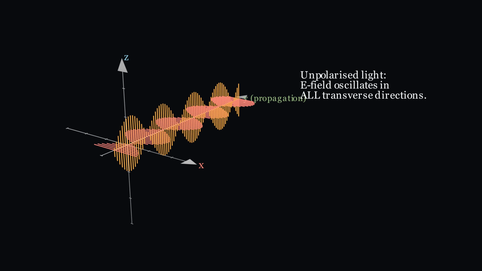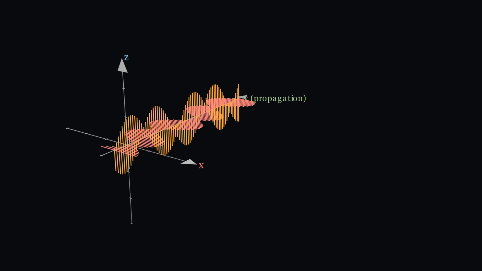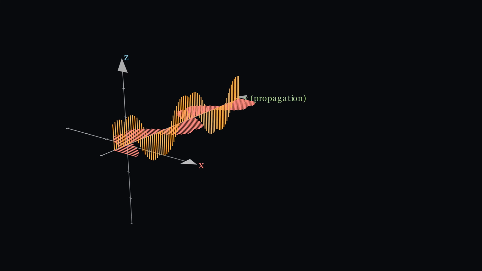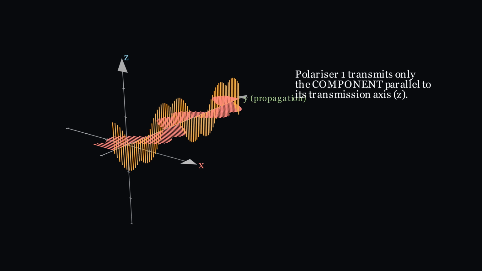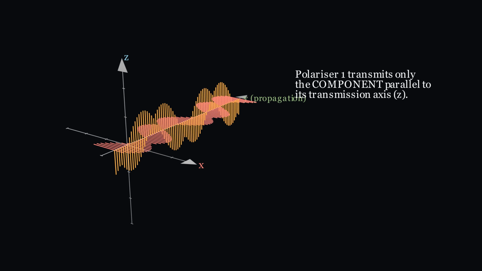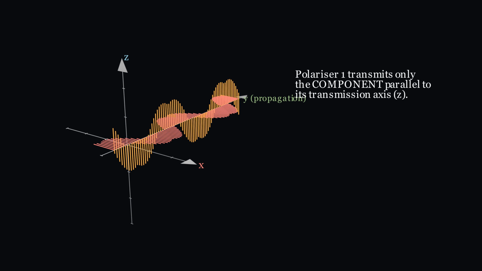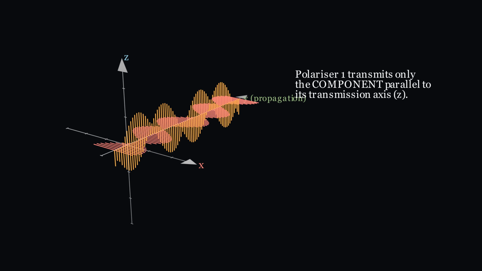We now insert the first polarizer at y equals 0. A polarizer transmits only the component of the field parallel to its transmission axis, here aligned with z. After the sheet, the wave is linearly polarized along z.